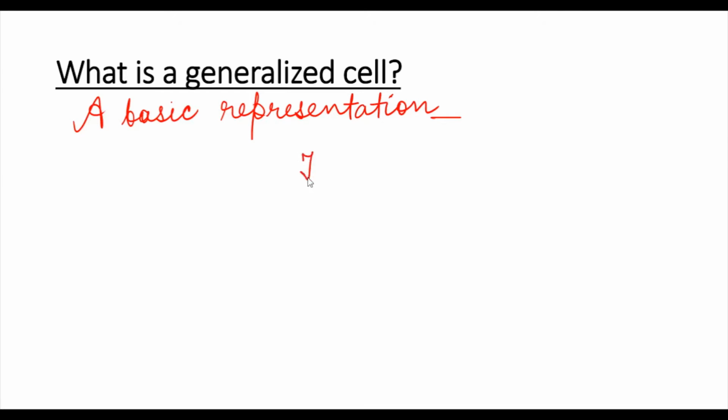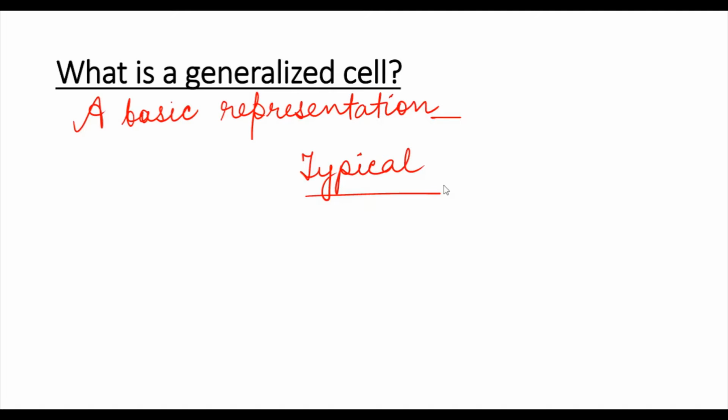Children, a generalized cell is a basic representation. What is it? It's a basic representation of a cell showing all the parts that can be present in a specialized cell. Means it has got all the parts that can be present in any cell. So in other words, a generalized cell is a typical cell or a basic representation of all types of cells containing all the components or parts that can be present in a cell. So this is all about a generalized cell.